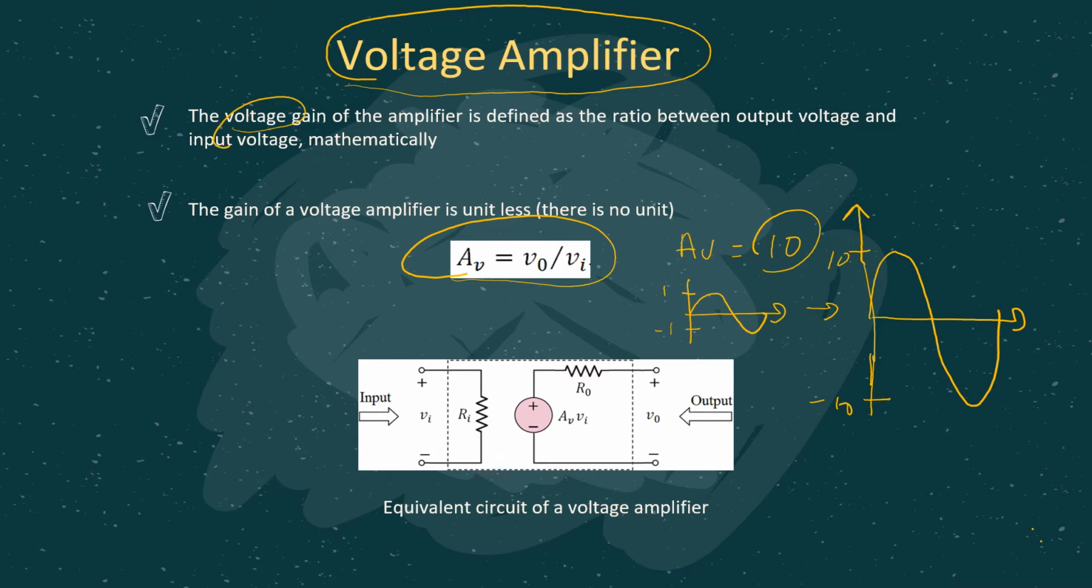So in this case, for the equivalent circuit of this voltage amplifier, you can see here Ri is here, and we have the AVVI, the open circuit voltage gain. AV is the voltage gain, VI is the input voltage, this is VI, remember? Then R naught, the output resistance, is in series with the AVVI. So what you should take note of is we have Ri here, we have AVVI here, and in series to it we have R naught. This is the equivalent circuit of a voltage amplifier.